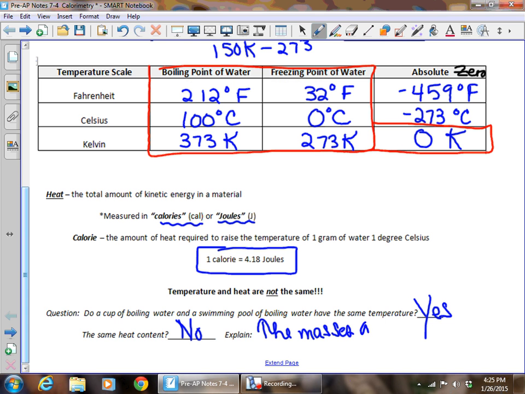Heat involves mass. Temperature does not. The amount of heat content involves the mass of the substance you're dealing with.